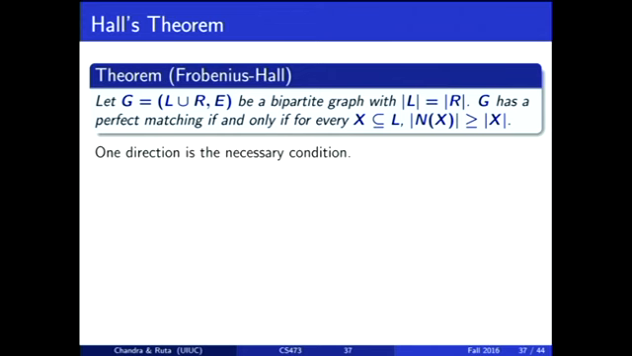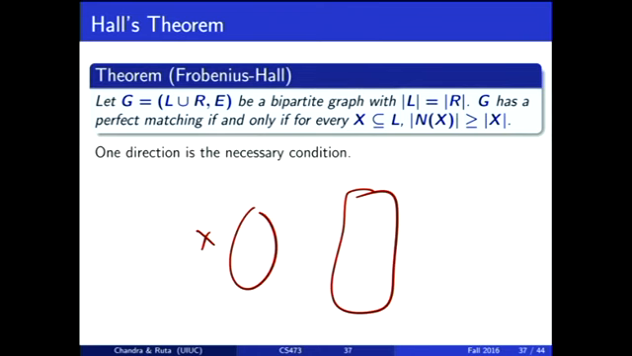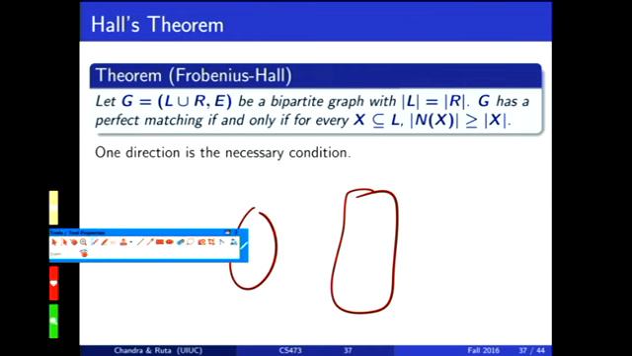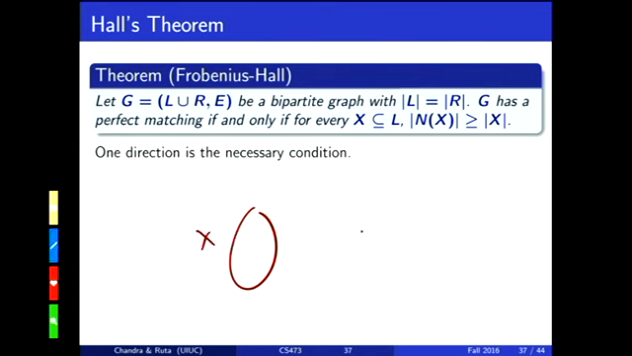If the graph doesn't have a perfect matching, this theorem says there must be an X such that the neighborhood of X is smaller than X. So maybe I should draw it the other way around, so that the neighborhood of X looks like this. Is it possible in a regular graph? I claim it's not possible in a regular graph.